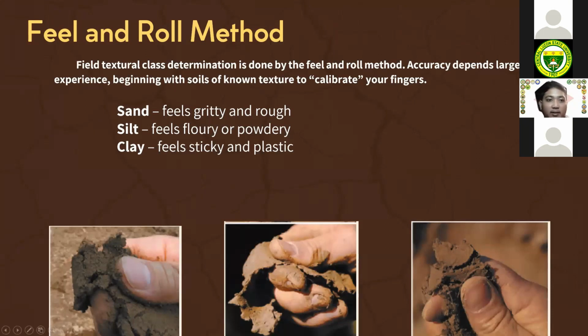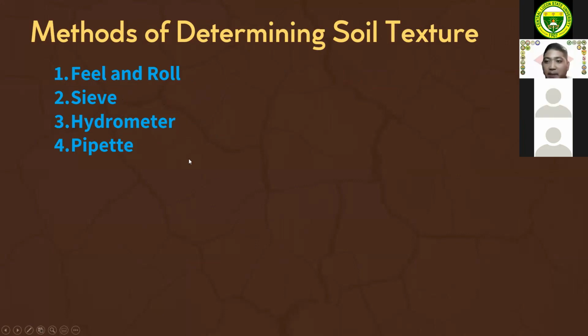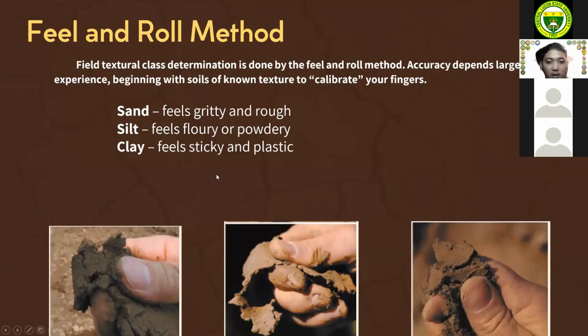So yung feel and roll method natin, or yung sa ating field method na tinatawag, we have the sieve method using sieve, of course. Then we have hydrometer method and the pipette method. So, feel and roll method, sabi ko nga kanina, using just your sense of touch, you can determine the texture of the soil. But you need to calibrate your fingers. Dapat alam talaga natin yung kung ano yung feeling nung different textures.